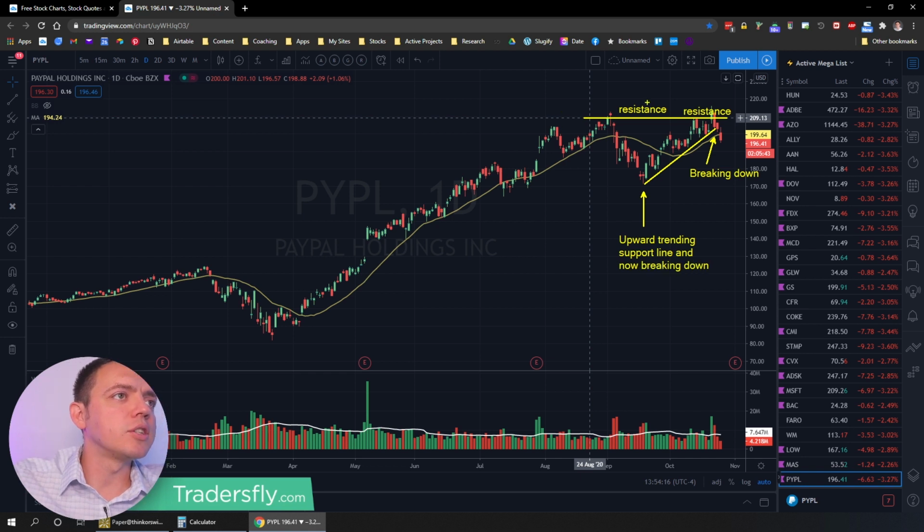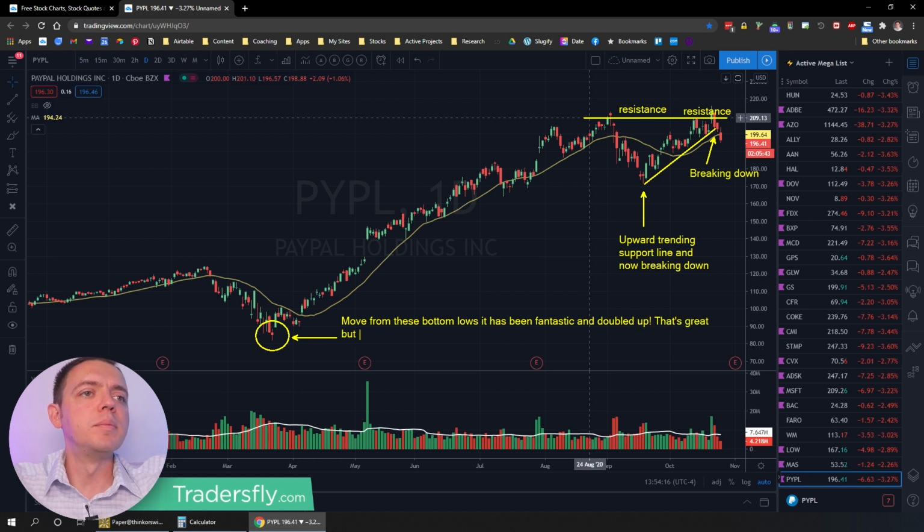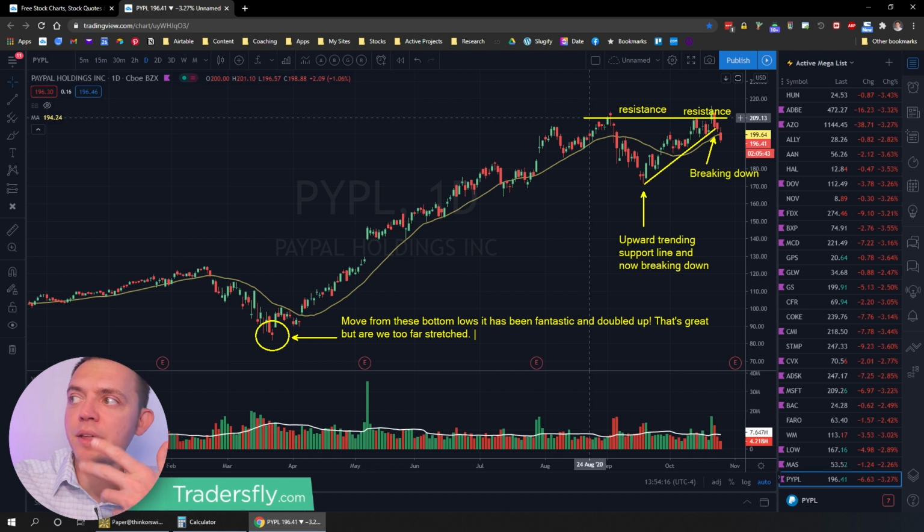So that's not good. You also have that overhead resistance. The stock's been doing quite well. If you look at the move from these bottom lows, it has been fantastic and doubled up. That's great, but are we too far stretched? Think about it this way. Since April, which is coronavirus, all that stuff, April, May, June, July, August, September, this stock continues to boom. So of course that's good for the stock, but can it continue to move forward? Because remember, people still accept PayPal through crafts and art shows and those kinds of things. So it's been fantastic, but are we too far stretched? That is the big question.